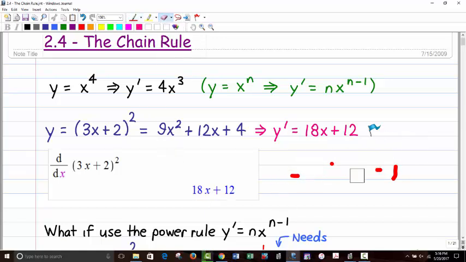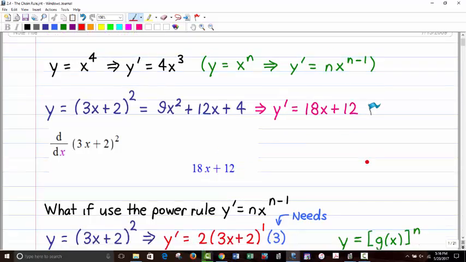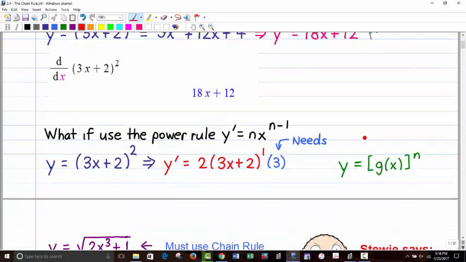So what I did was square out that binomial. It's not 9x squared plus 4. You have to FOIL it out because you got 12x in there. So that multiplies out to be 9x squared plus 12x plus 4. Then if you take the derivative of that, y prime will equal 18x plus 12. And that's what Maple has. So there's a good chance that's probably right.